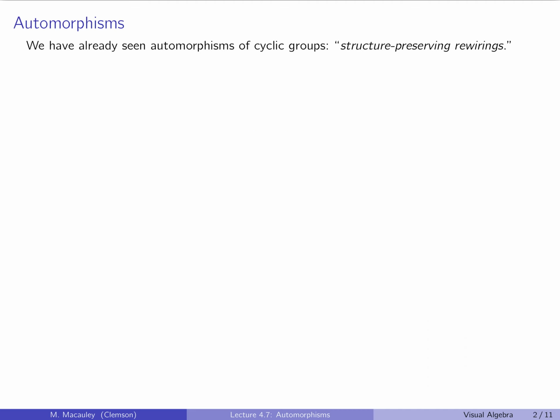We have already seen automorphisms of cyclic groups in this video series. I called them structure-preserving rewirings, and that was back in Chapter 2, in the lecture called Semidirect Products Intuitively. I strongly encourage you to watch that lecture first before this one. That said, I will make this self-contained, but it will be easier if you come into here seeing some examples.